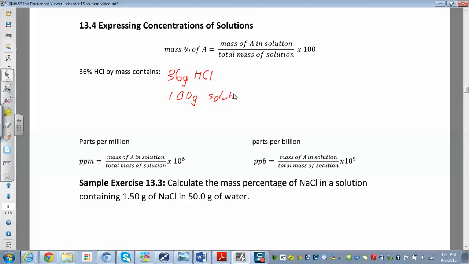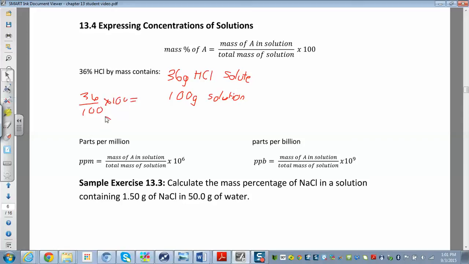And so if you remember, what are the two parts of your solution? You have a solute and a solvent. So HCl here is going to be my solute, right? So if I have 36 grams of solute, and I have 100 grams of solution, that's my total mass of solution. So if I did 36 grams of solute over 100 grams of solution times 100, that is going to give me 36. So that's where it's going to give me 36%.